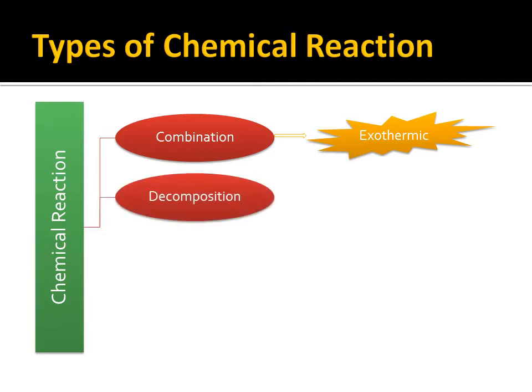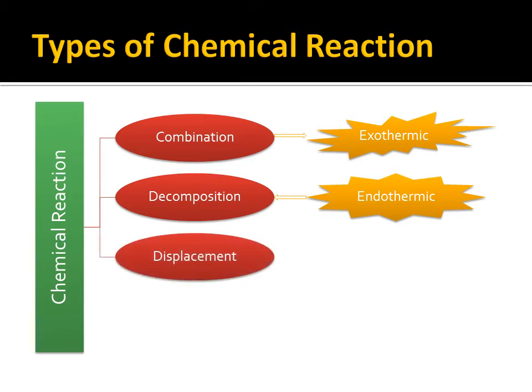Come to the second type of chemical reaction. This is known as decomposition. Decomposition means to break down. Here we have one chemical and we want to break it into two or more. So you are breaking some chemical here, and you have to give energy from outside. That's why the decomposition reaction is known as an endothermic reaction.